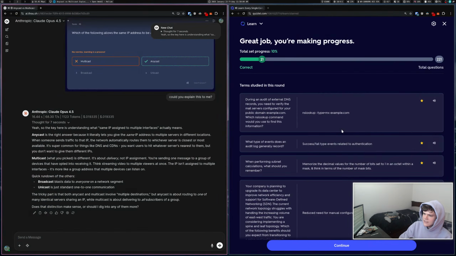Why is it anycast? Same IP address to send to multiple interfaces. Anycast is the right answer because it literally lets you give the same IP address to multiple servers in different locations. When someone sends traffic to that IP, the network automatically routes them to whichever server is the closest or most available. It's super common for things like DNS and CDNs. You want users to hit whatever server's nearest to them, but don't want to give them different IPs. Sure.